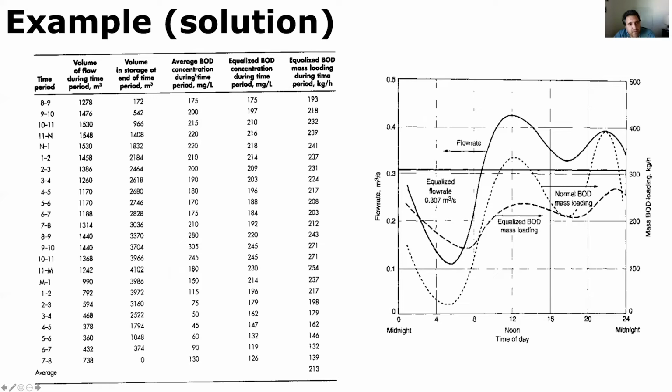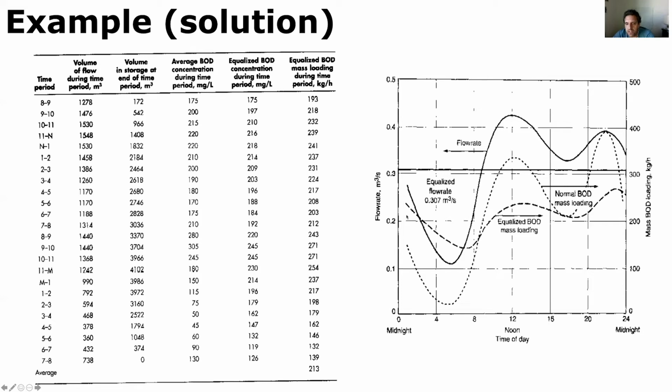We've got that average BOD concentration during each time period. So coming into the tank, 175 followed by 200 and 215. And then we can see the equalized BOD concentration that's leaving the tank, and it's going to be slightly lower than what's coming in. So 175, 197, as we saw in the previous calculation, 210, which is lower than 215, etc. And then we have that equalized BOD mass loading that we calculated. So the 193 kilograms per hour, you can see how that fluctuates throughout the day.